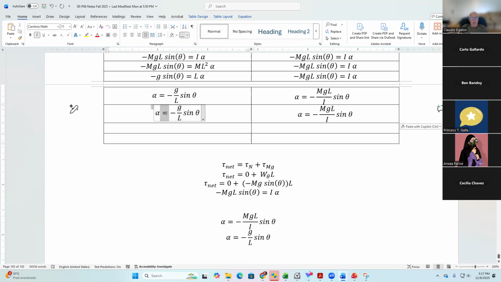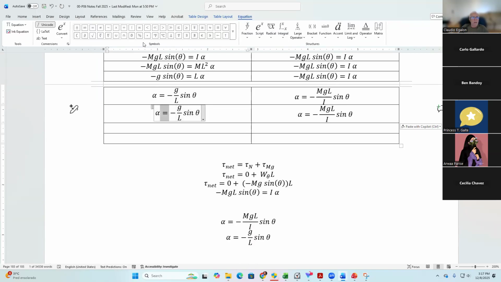I'm going to use the approximation sign right in here. Sine of theta becomes theta. What changes is going to be this multiplicative factor here, okay?